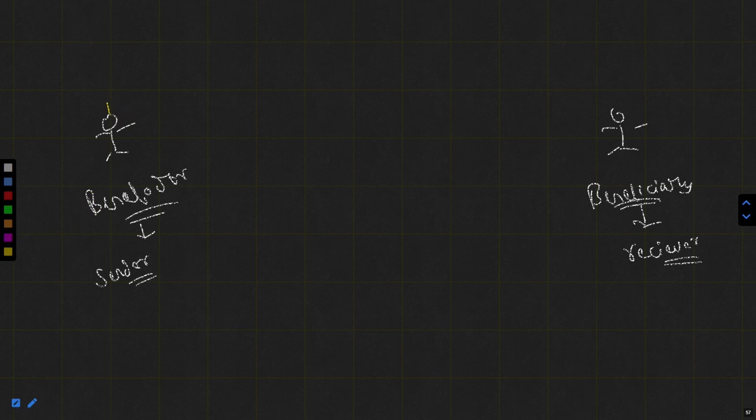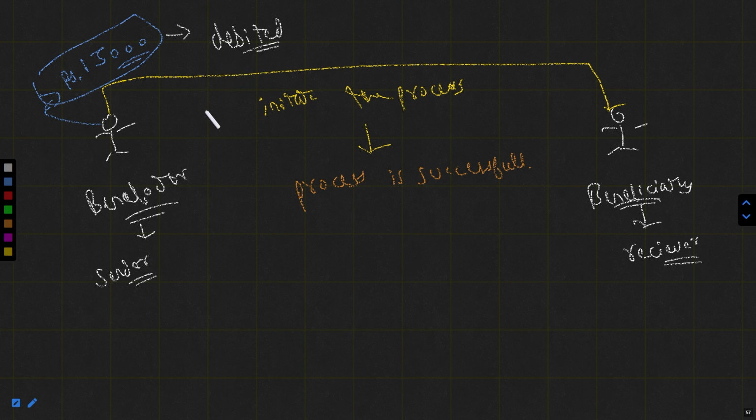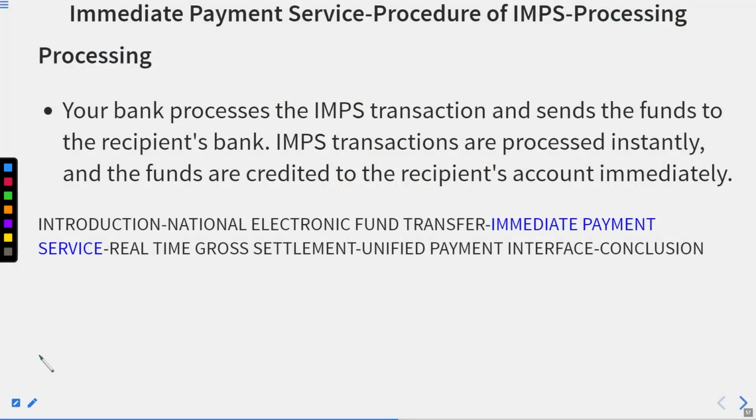So if we go by this, once the sender initiates the process and the process is successful, whatever amount he has filled, suppose he has filled rupees 15,000, the moment the process is successful, what will happen? 15,000 will be immediately debited from the benefactor's account and rupees 15,000 immediately credited into the beneficiary's account. So this is the process. Got it? Okay.